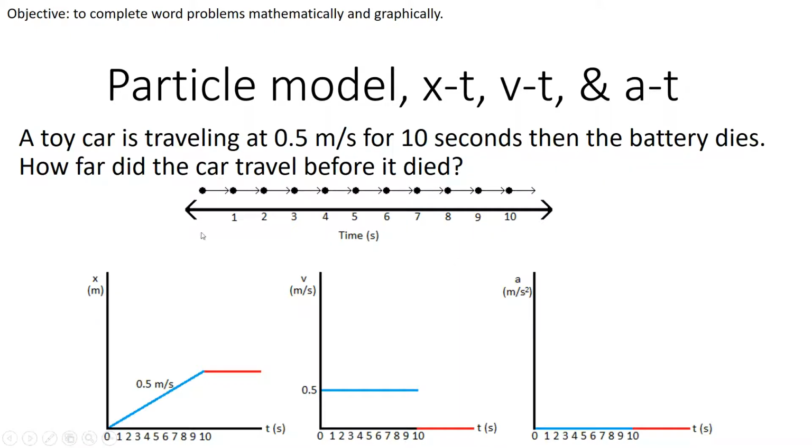Okay, so here's what I have. I've got my particle model. The positions are the same spacings throughout. But look at my position time graph here. I've got a slope of 0.5 for 10 seconds, and then it goes to a flat line there.